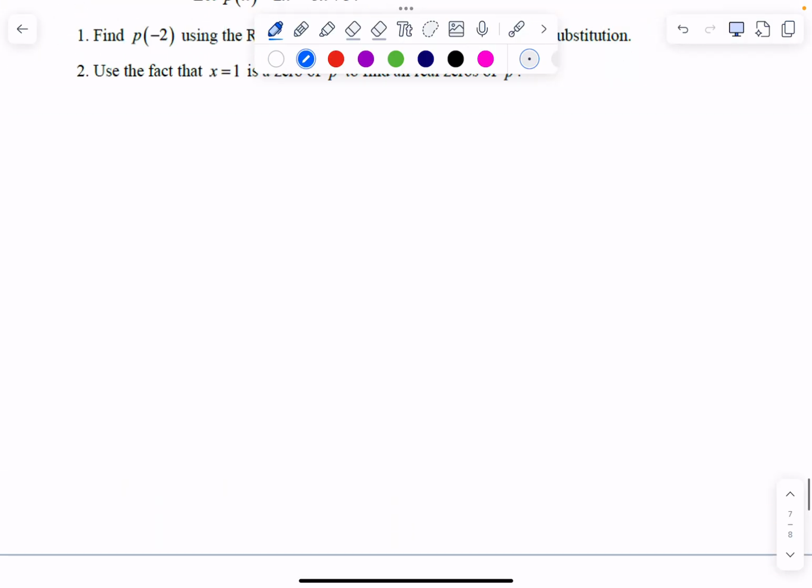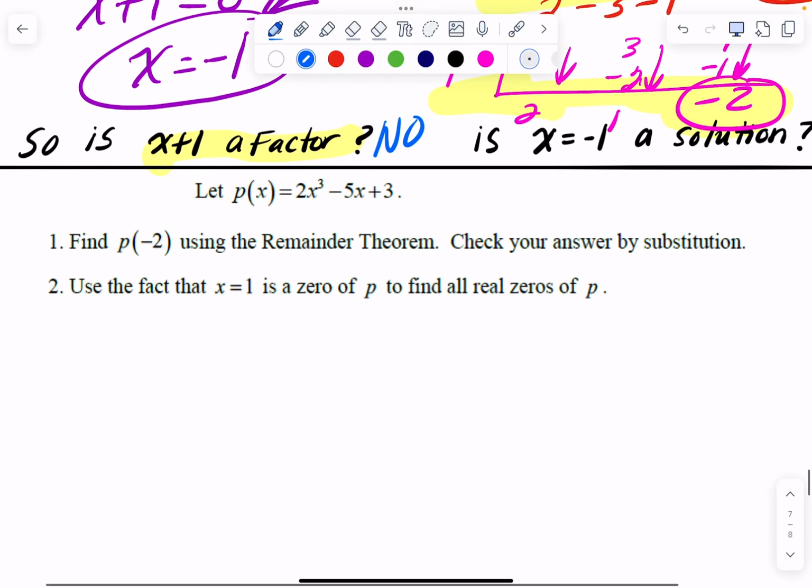It says, find P of negative 2 using the remainder theorem. That, by definition, is the remainder theorem. Didn't I just say plug it in? They'll give you the remainder, everyone, yes? So that is the remainder theorem. Let's go plug it in.